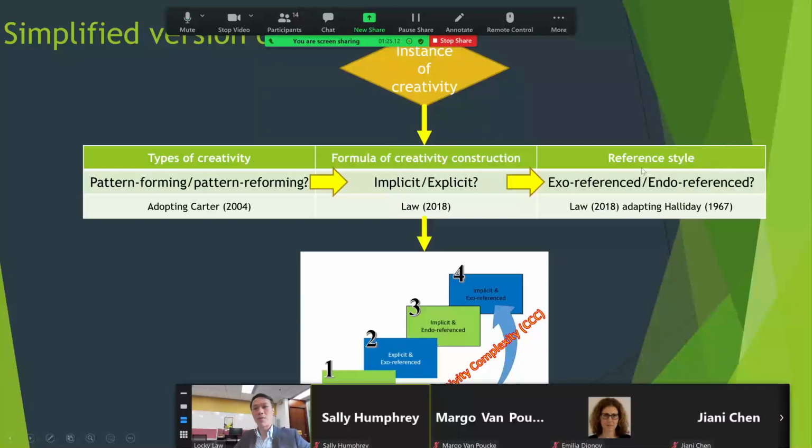In terms of reference style, we have exo-reference or endo-reference, and this is taken from Halliday's 1967, and I think most of you are familiar with that. It's basically information status, new and given. After we ask these 3 questions, we can then come to the Climb of Creativity, or in short form CCC, and then we check the level of difficulty or complexity in the CCC.